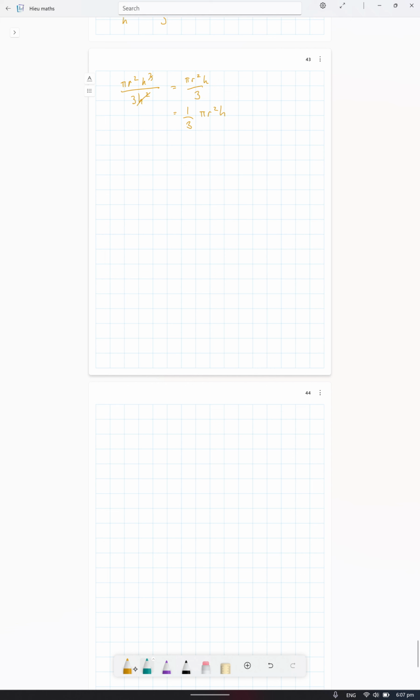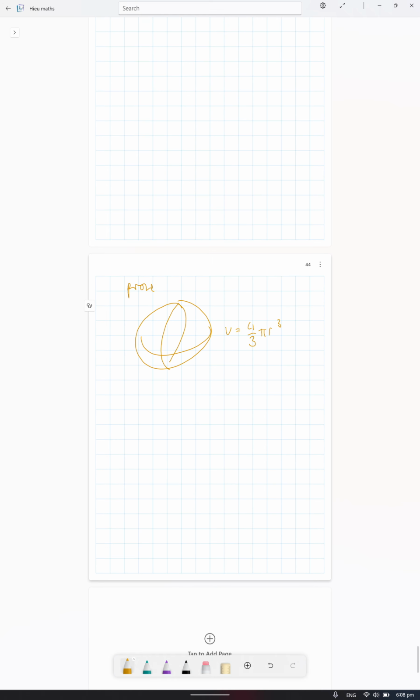Okay, now we're going to do a sphere. So we're going to prove that a sphere's volume is equal to 4 over 3 pi r cubed. I'm going to go faster than with the cone because I wanted to establish fundamentals, but now that we're on this pace, it should be okay.